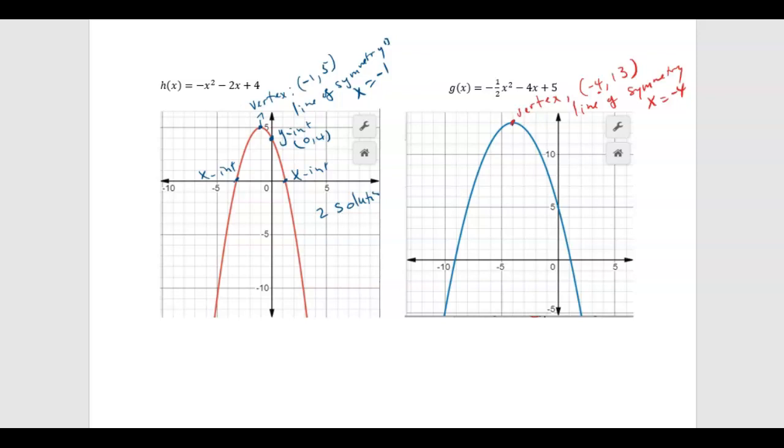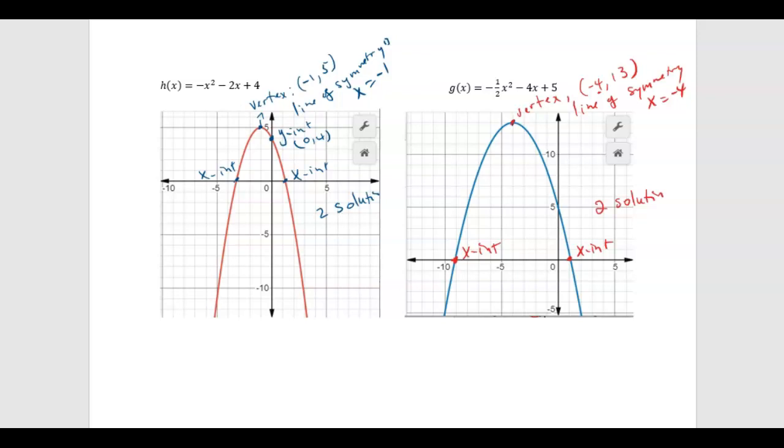Now, we need to find the x-intercepts. We have two x-intercepts. We got one here, and we also have one here. Your x-intercepts are your solutions. Because we got two of them, we have two solutions. One solution will be x equals -9, and the other one will be x equals 1, based on the graph.